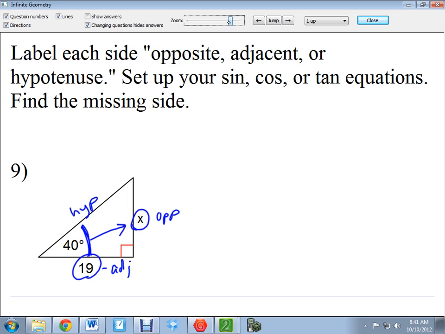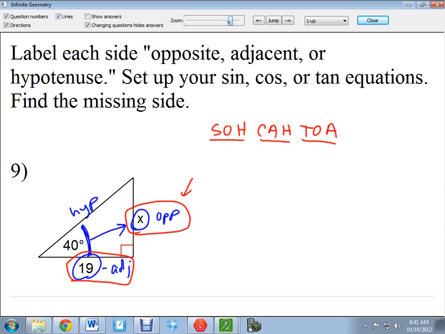Now what we need to do is figure out which function we're going to use. Well, we obviously need to find x, so we're going to have to use the opposite side, and we know the 19, so we're going to have to use the adjacent side as well. If I look back at my phrase, some old hippie caught another hippie tripping on acid, the function that uses the opposite side and the adjacent side is the tangent function. The other ones use either the opposite or the adjacent, but not both of them. So the only function I can use would be the tangent function for this problem.